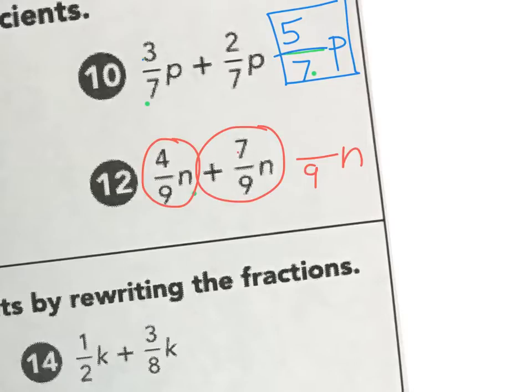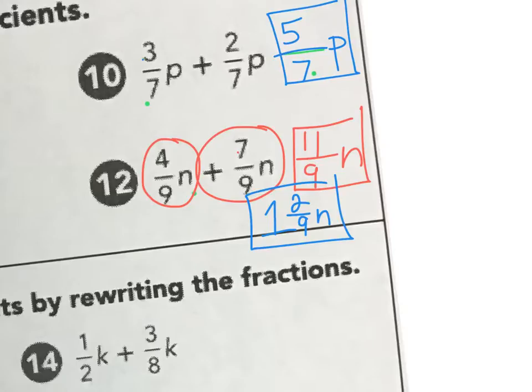9n, 7 plus 4, 11/9. That would be correct, but we need to simplify it further. 9 goes into 11 one whole time, 2 left over out of 9, and that's the final answer.